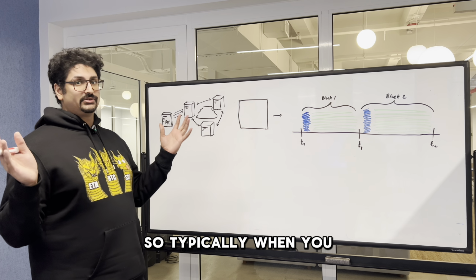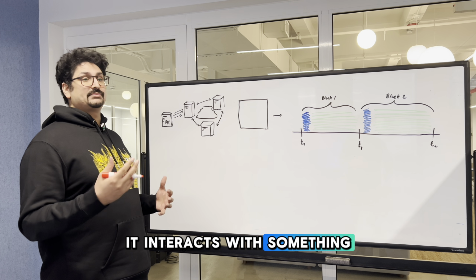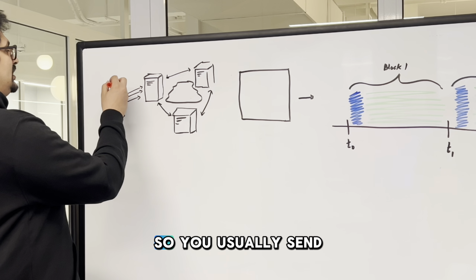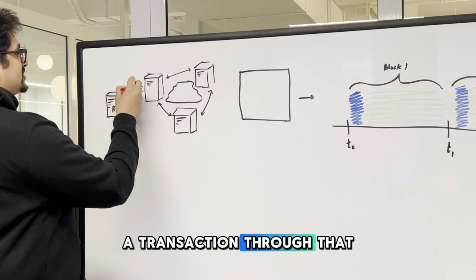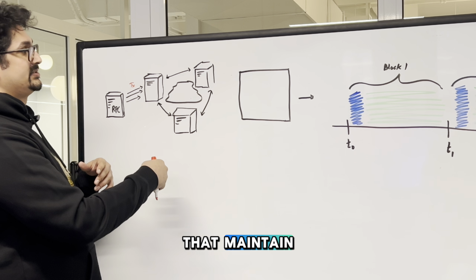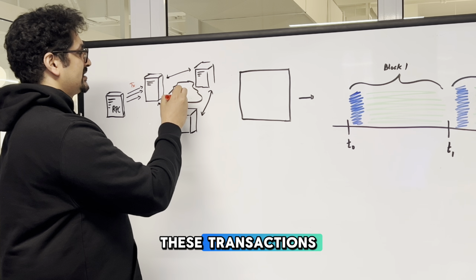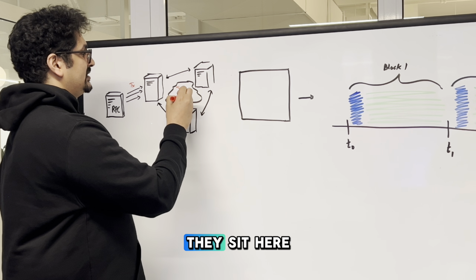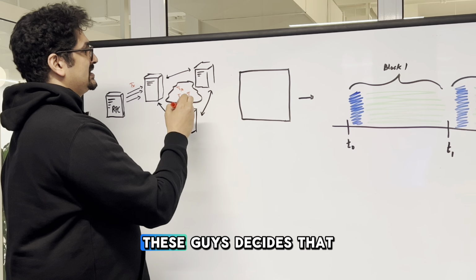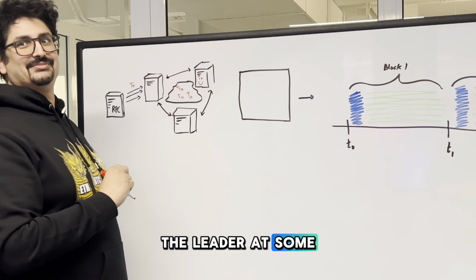So typically when you interact with a blockchain, say your wallet, it interacts with something called an RPC server. You usually send a transaction through that, which gets sent to a set of validators that maintain something you've probably heard of called the mempool. So these transactions come in, they sit here, and then one of these guys decides that he gets to be the leader at some point in time.